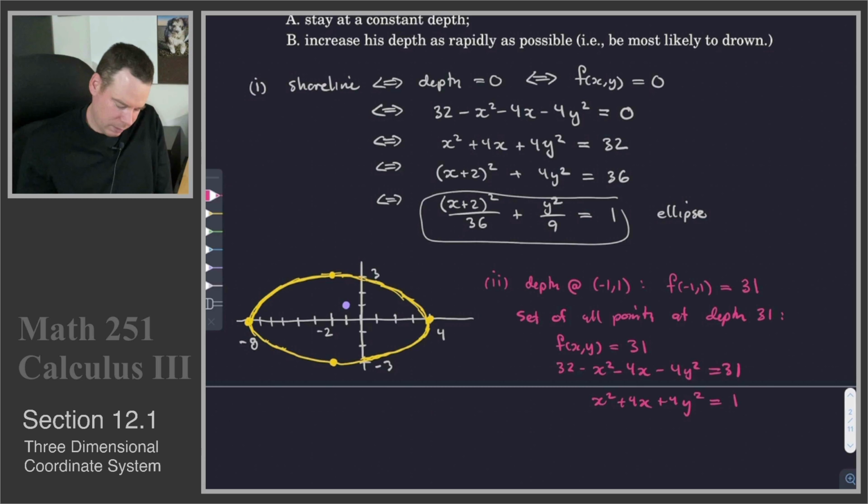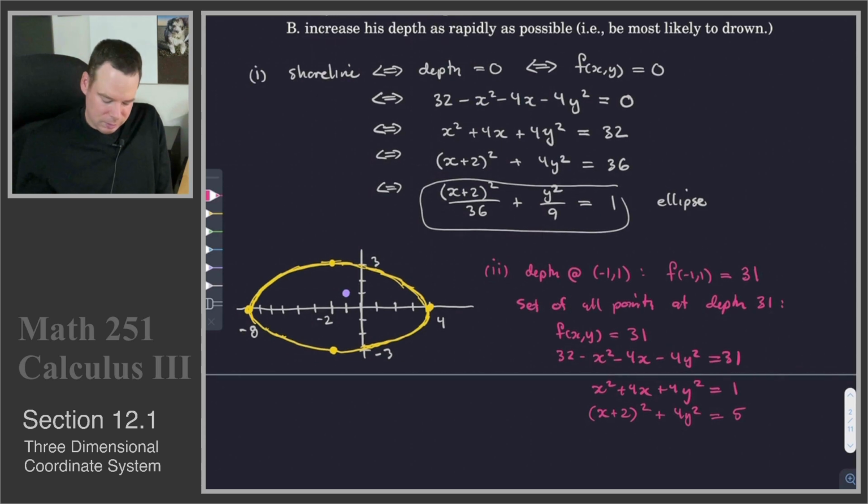We could see it's an ellipse again. Maybe I'll complete the square one more time. (x plus 2) all squared. So I've just added 4 to that side in order to complete the square, so I'll have to add 4 to the other side. This is an ellipse. It's the same center as it was before. So it's going to be an ellipse that looks something like this.